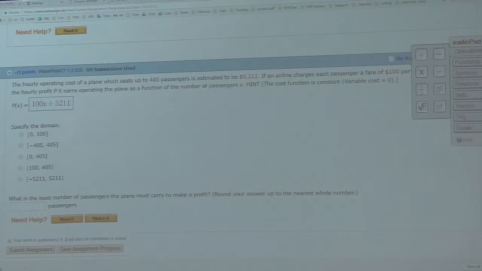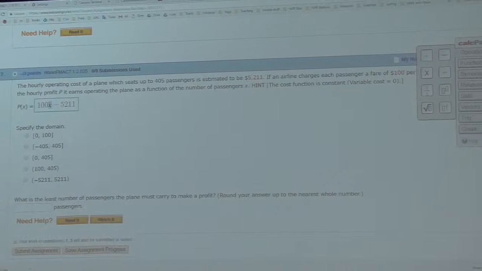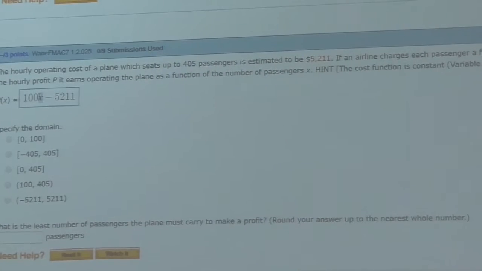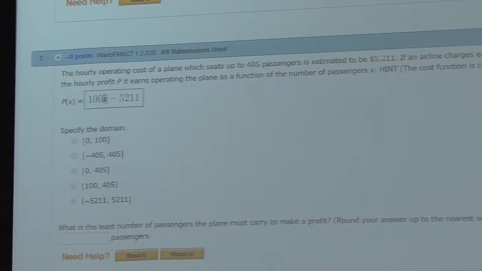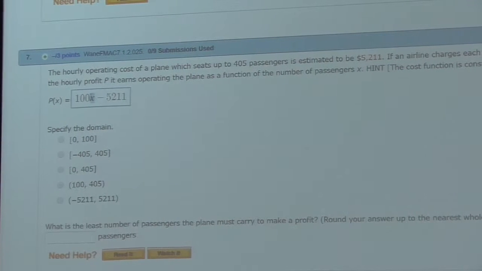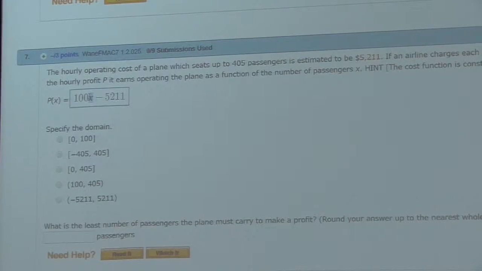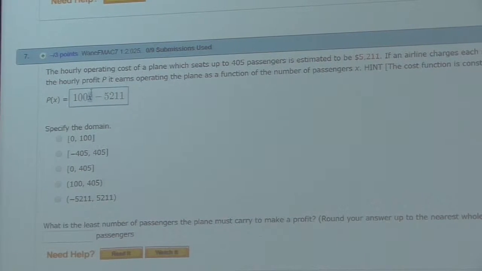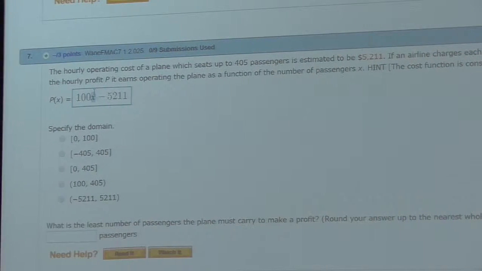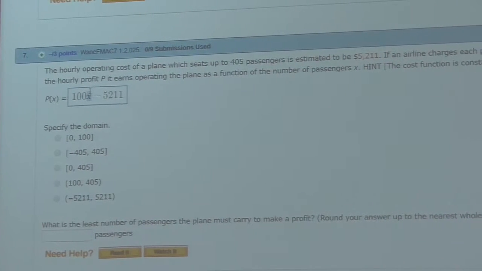Okay. So if you want to find out the break-even, what would you do? Solve this for 0, right? Find out when the profit is 0. That would tell you how many people you have to fly to break even. If you get more than the break-even number, you're going to make a profit, right? Okay, does everyone get this?